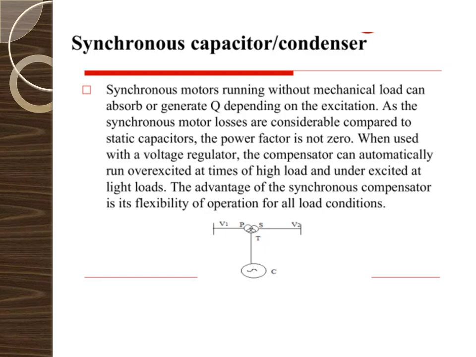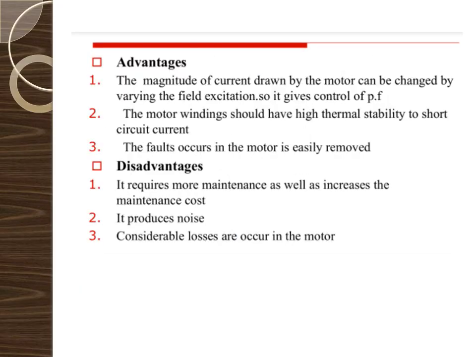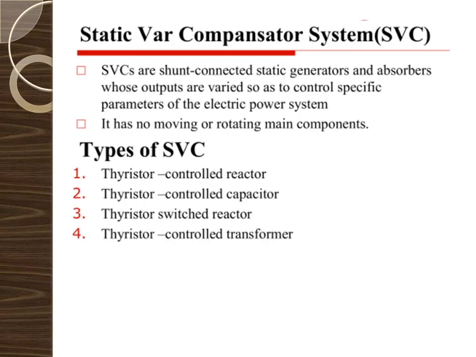Next, synchronous capacitor method. A synchronous motor running without mechanical load absorbs or generates Q depending on the excitation. As the synchronous motor losses are considerable compared to the static capacitor, the power is zero. Advantages: the magnitude of the current drawn by the motor can be changed by varying the field excitation. A fault occurring on the motor is easily removed. Disadvantages: it requires more maintenance as well as increased maintenance cost. It produces noise. It has considerable losses.